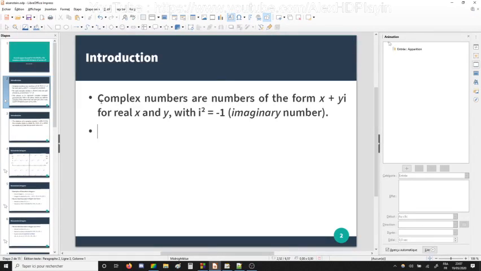So, what are complex numbers first off? Well, these are numbers of the form x plus yi, I mean y times i, for real x and y, with i squared equals minus 1. It's called i because it's the imaginary number, because it's not a real number. That's why, even if it's actually used so much in every science ever.